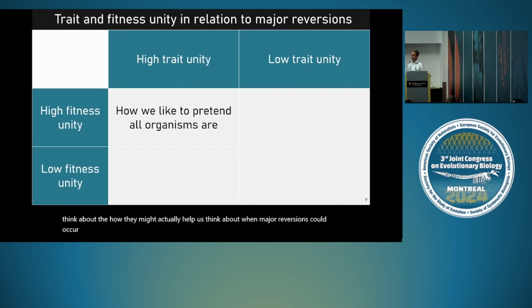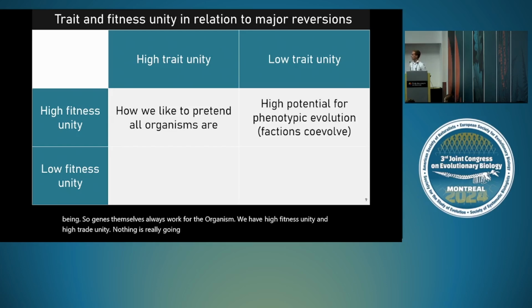So in Evolution 101, we think about organisms as all things serve the being, so genes and cells always work for the organism. We have high fitness unity and high trait unity. Nothing is really going wrong. Then we can have low trait unity. So okay, we can agree some internal conflicts exist within organisms, and yes, they might not agree over phenotypes or transmission or whatever, but it doesn't really matter.